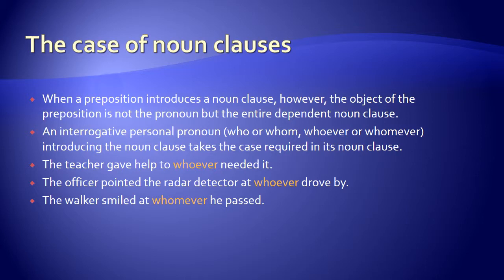The officer pointed the radar detector at whoever drove by. And the object of the preposition at is a noun clause that starts with whoever. The walker smiled at whomever he passed. And the object of the preposition at is the entire noun clause, whomever he passed. It just so happens that whomever is the object of the verb passed. He passed them or whomever. Okay, so the case of noun clauses is an important qualification in all of this.